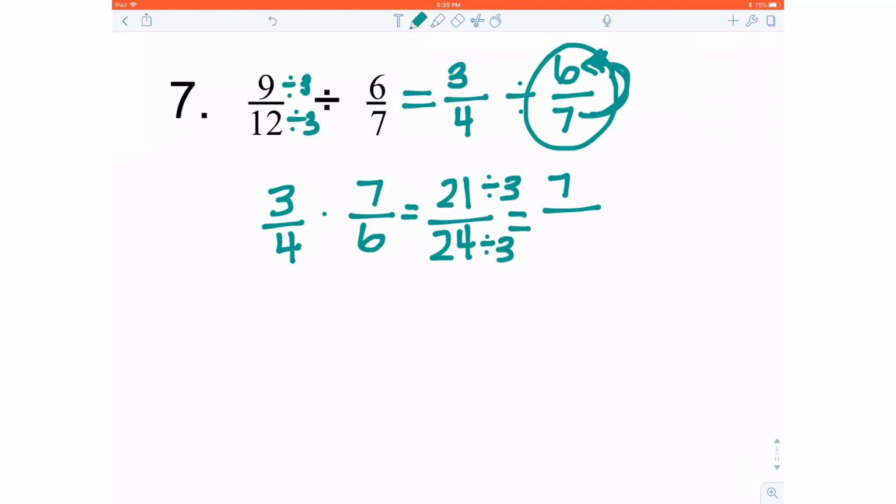And 24 divided by 3 is 8. So our answer to number 7 is 7 over 8. So just to recap, when we're dividing with fractions, we take the second fraction, flip it, and we multiply them. Okay? So, I want you to give that a try.